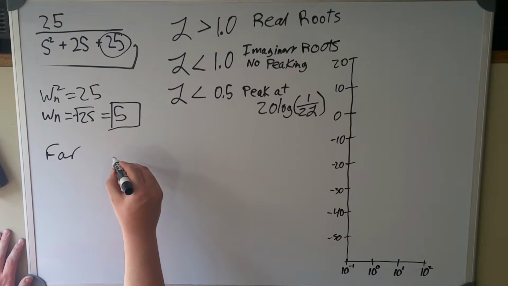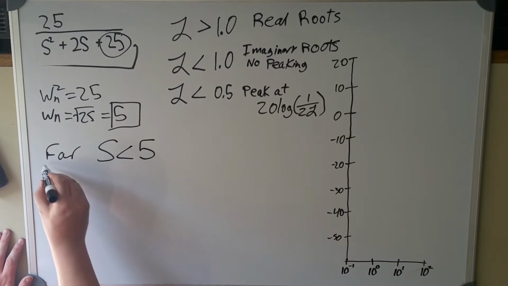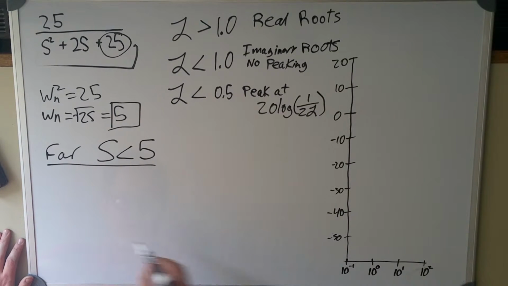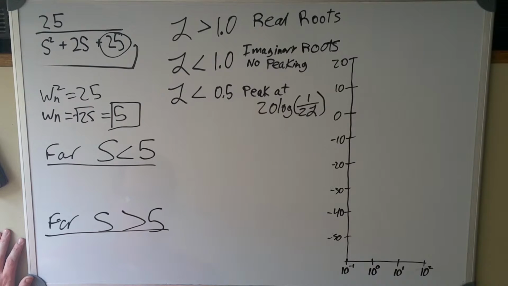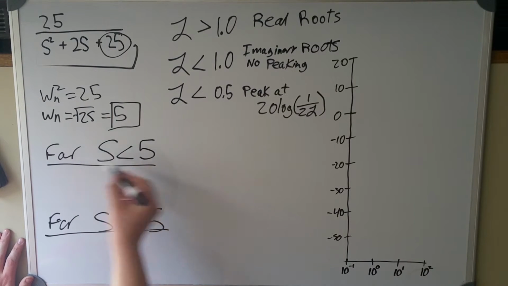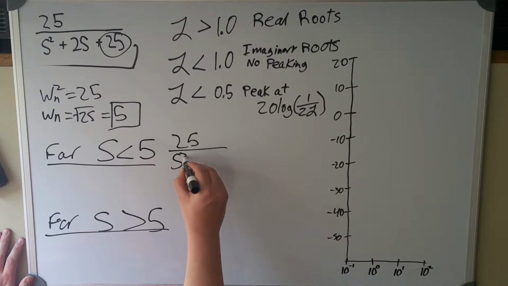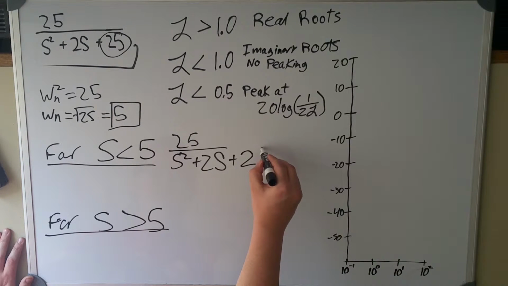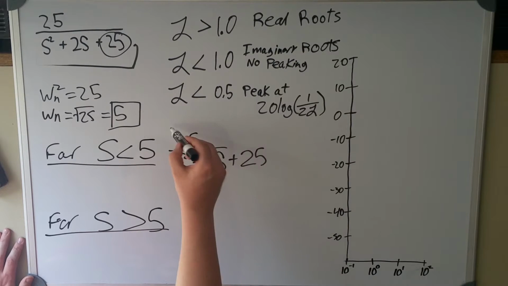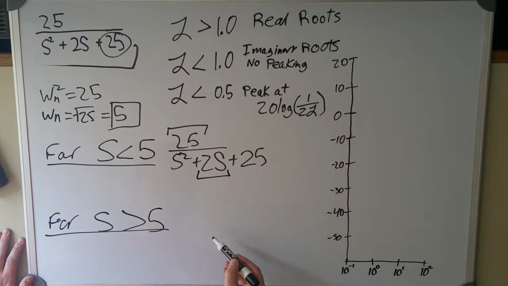So for s less than 5, and for s greater than 5. For s less than 5, we will take the transfer function. In the numerator, this is 25, not 2s, and this is 2s, not 25. Also, this is 25.